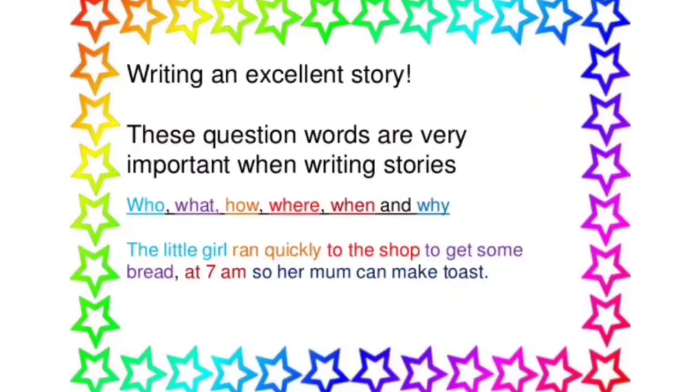Now, how to write an excellent story? These question words are very important when writing stories: who, what, how, where, when, and why. The little girl ran quickly to the shop to get some bread at 7 a.m. so her mom could make toast. This shows where the action took place and how the action took place. Somewhere an interrogative question is asked and the answer is provided to the reader.